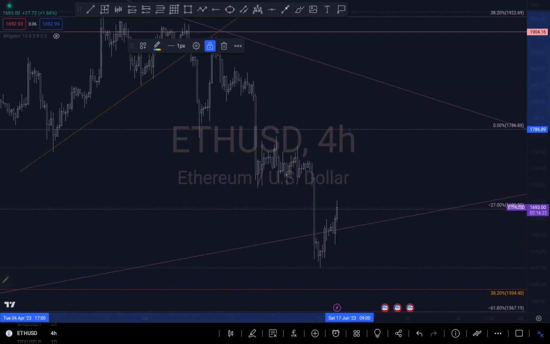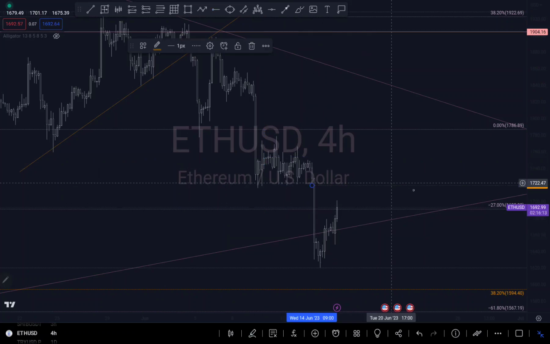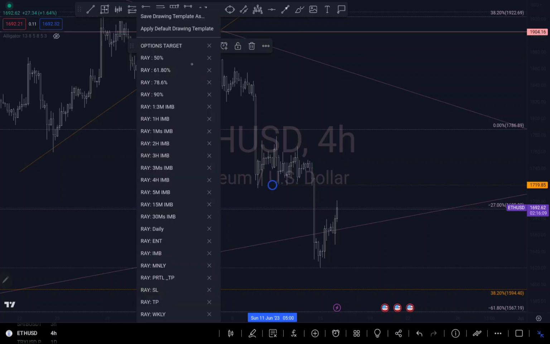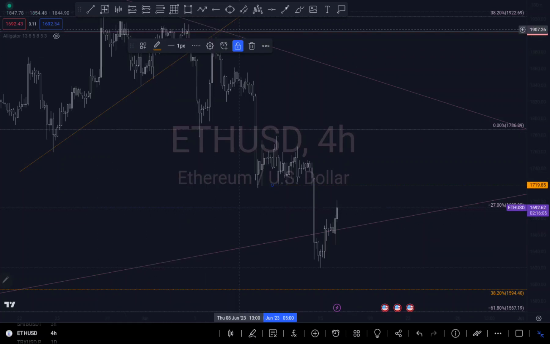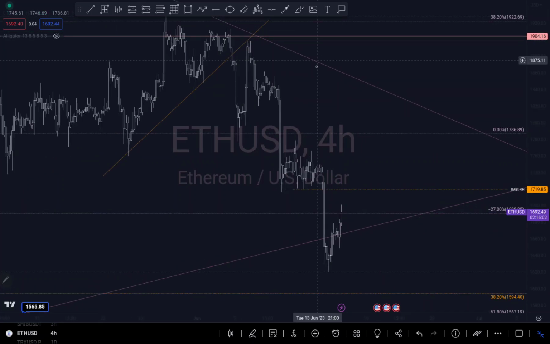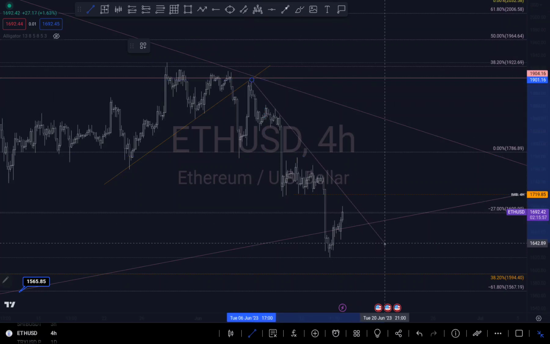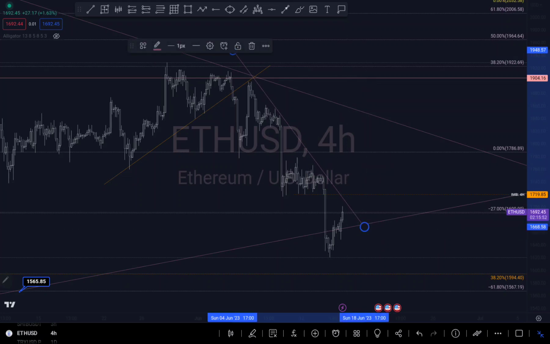We can see there's been a breakup structure around this area right here, and an imbalance as well, and it hasn't been filled yet. So I'm just gonna put it right at this level, an imbalance right there, for us to see that we might push up to that level before we see what's next. I can also draw a trend line right at this level just to give us a little bit more on what we are working on.